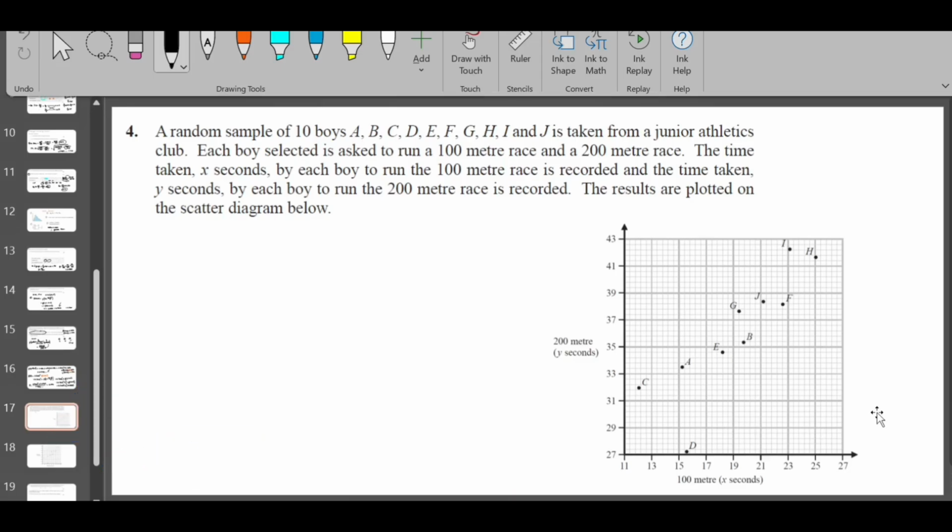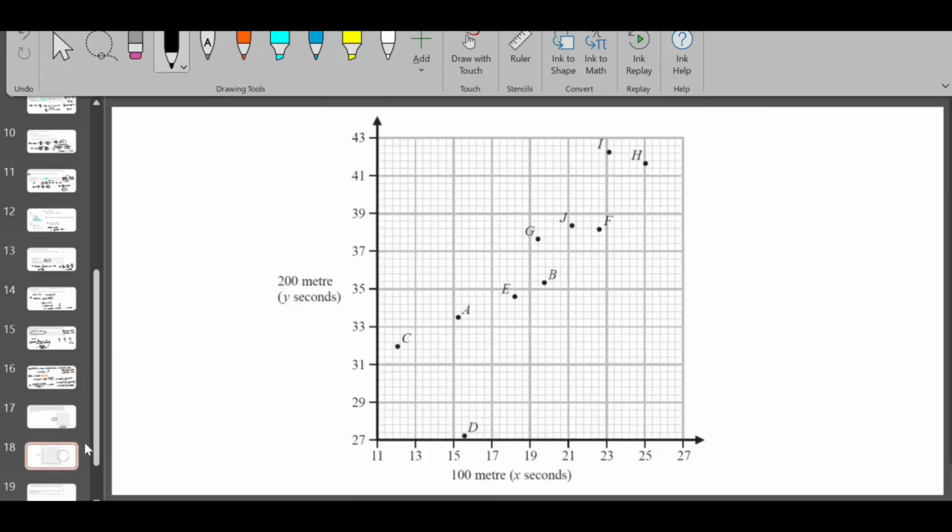A random sample of 10 boys A, B, C, D, E, F, G, H, I and J is taken from a junior athletics club. Each boy selected is asked to run a 100-meter race and a 200-meter race. I put a diagram a bit bigger here. As you can see, this is the time taken for the 100-meter race, and the time taken in seconds for the 200-meter race.